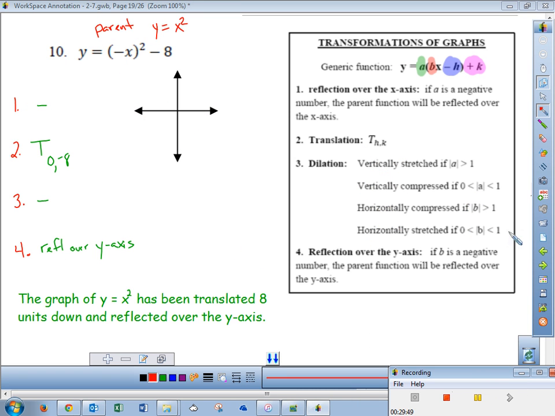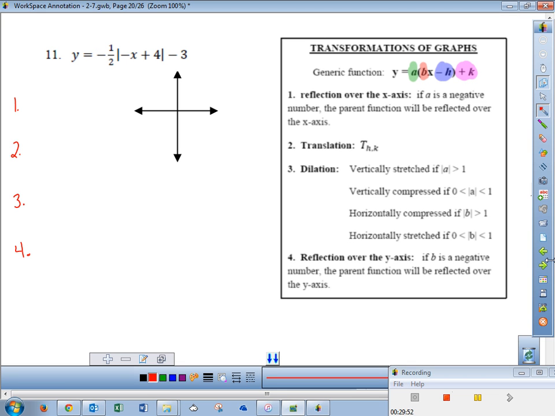Here's our sentence. Now what I'd like you to do is pause the video, try number 11 with a foul. Hopefully you're watching the video with a foul. Try this one on your own. Our parent is y equals absolute value of x.